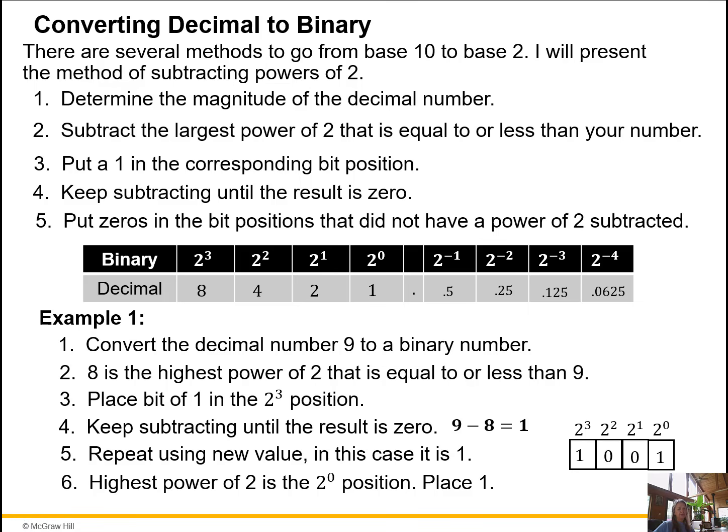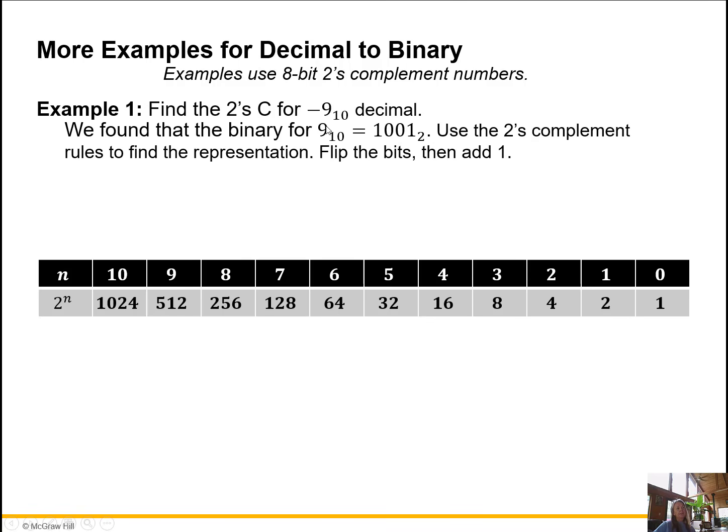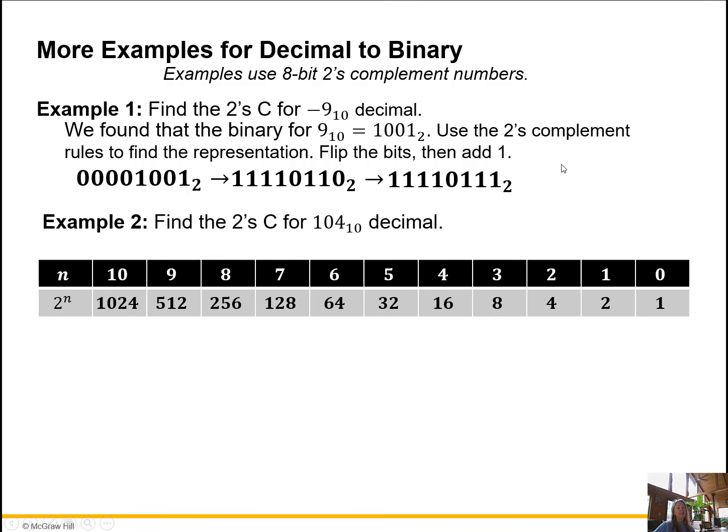So let's do a few more examples. These are all 8 bits. So we're going to find the 2's complement 8-bit for negative 9 decimal. All right, I've already done this in the previous slide, so I know that it's 1, 0, 0, 1. So I've got to use the 2's complement rules of representation. I'm going to write it as 8 bits first. There's my 9 with 8 bits. I'm going to flip the bits, and I'm going to add 1, and that equals my negative 9 in 2's complement base 2.